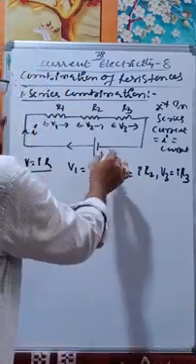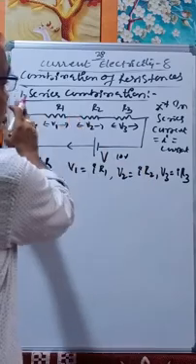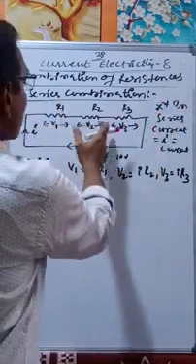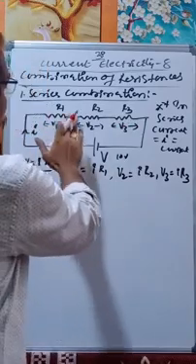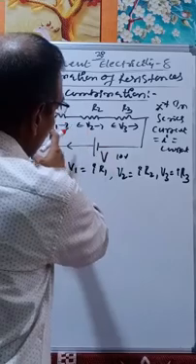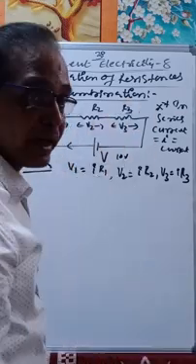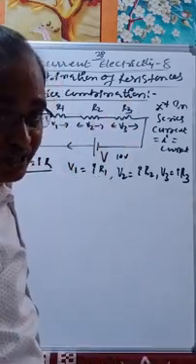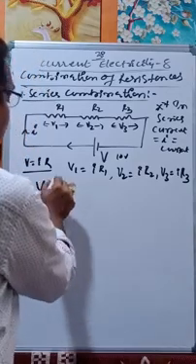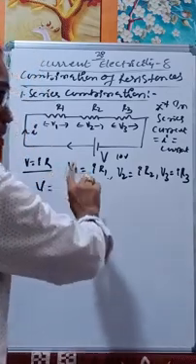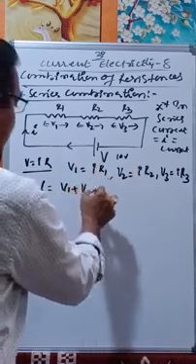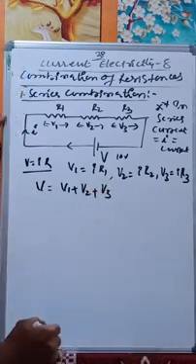Now, if you apply 10 volts here, it is split across the three resistors: 2 volts, 3 volts, 5 volts. 2 plus 3 plus 5 is 10 volts. So the 10 volts is split among the three resistors. Therefore, V is equal to V1 plus V2 plus V3.